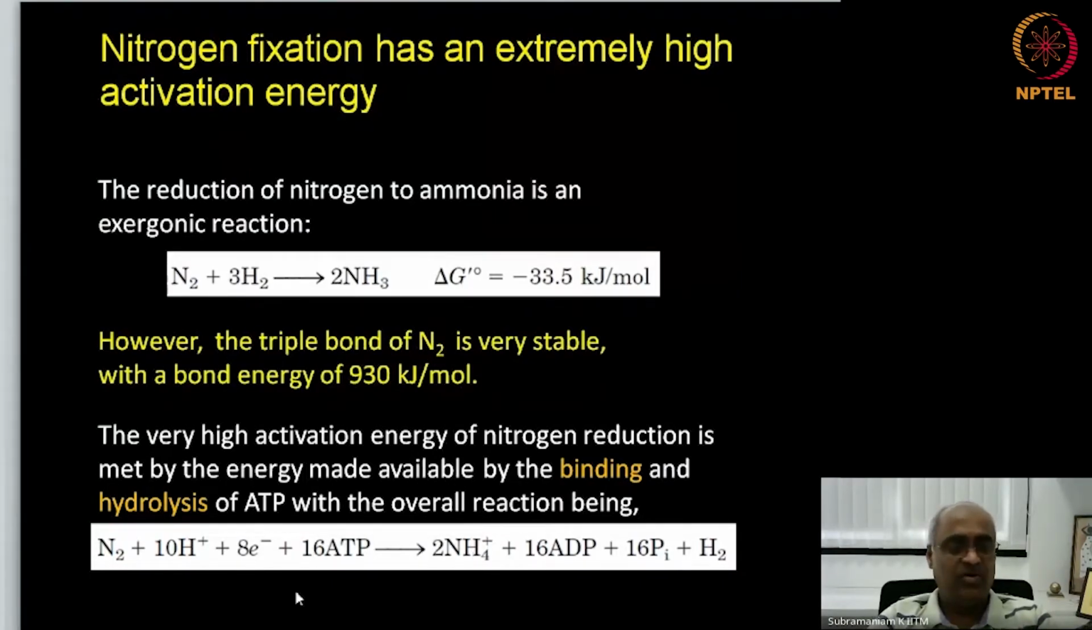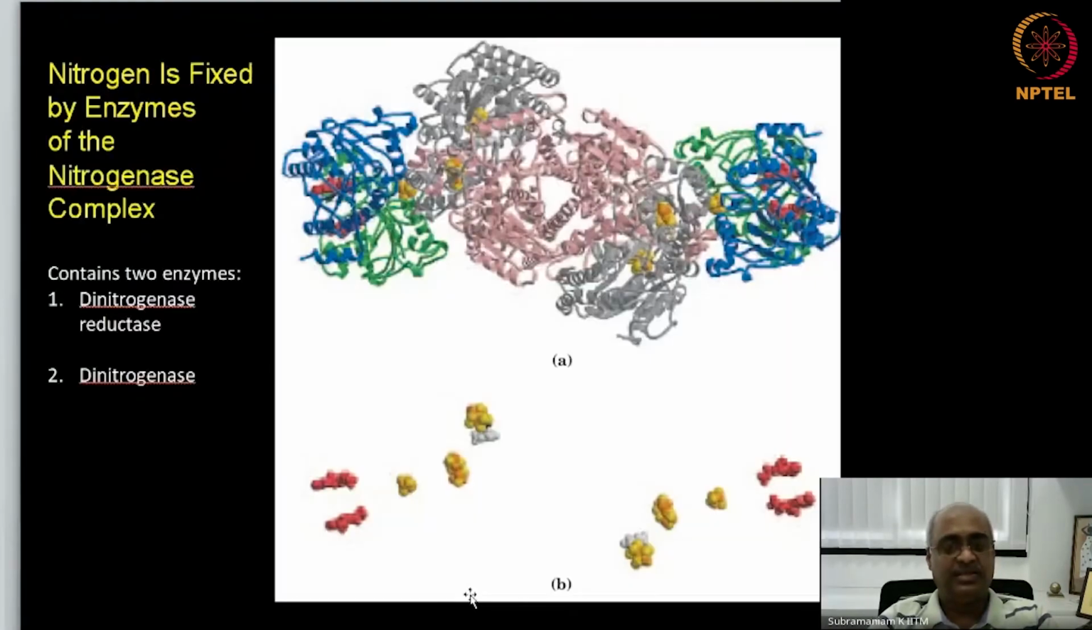So this is the overall reaction catalyzed by this enzyme. So here is the enzyme in itself, in its full glory. Here you can count 1, 2, 3, 4 different structures. This is actually one separate enzyme, called dinitrogenase reductase enzyme.